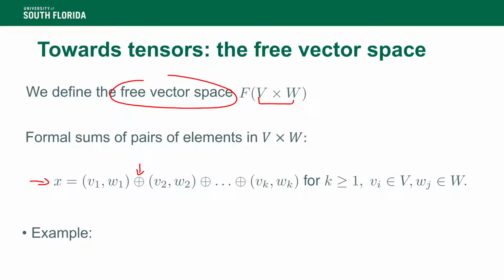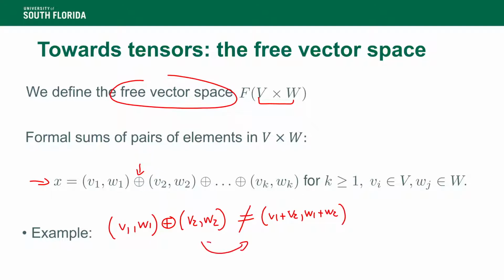So let's write it up. What we're saying is that essentially (V1, W1) formal sum with (V2, W2) is treated differently than the pair (V1 plus V2, W1 plus W2). These are two different elements when we consider them in the free vector space.